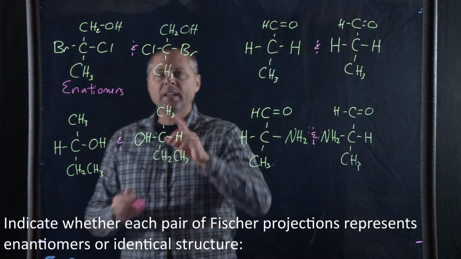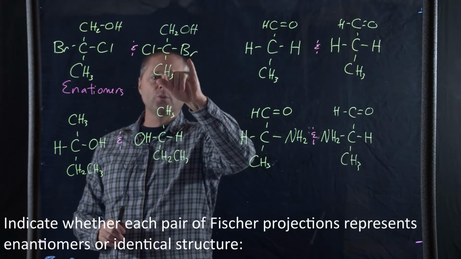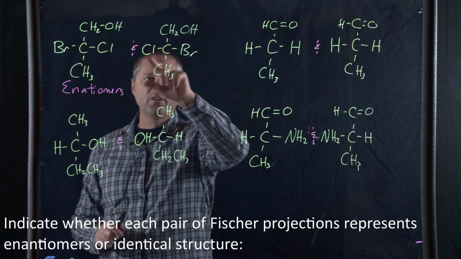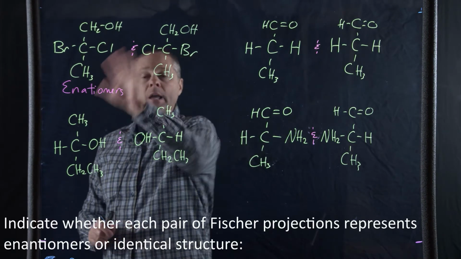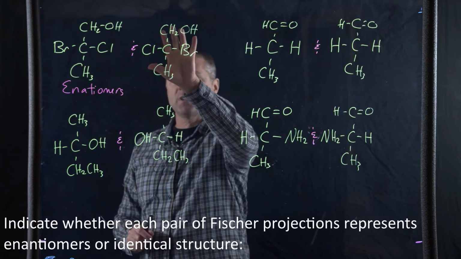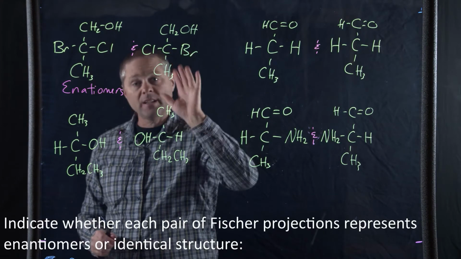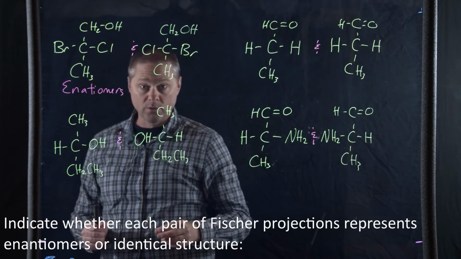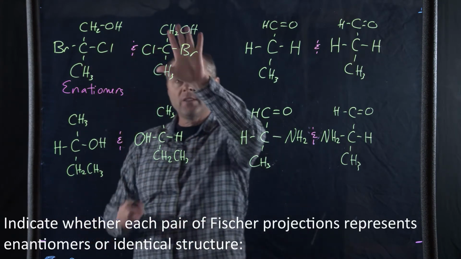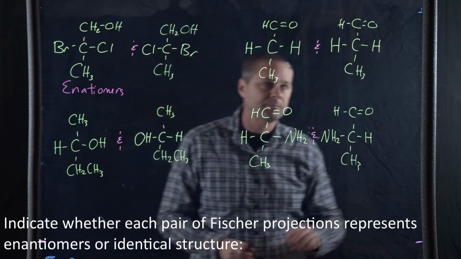Now, let's say that this chlorine was switched with this bromine, such that the bromine was here and the chlorine was there. Well, then they would no longer be mirror images of themselves, and they would stack exactly on top of themselves, and so thus they would be identical molecules. Okay? But in this case, the way they're drawn here, they happen to be enantiomers.